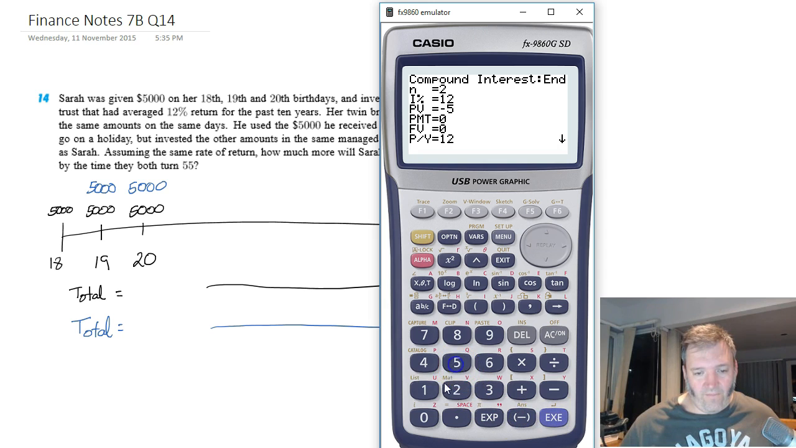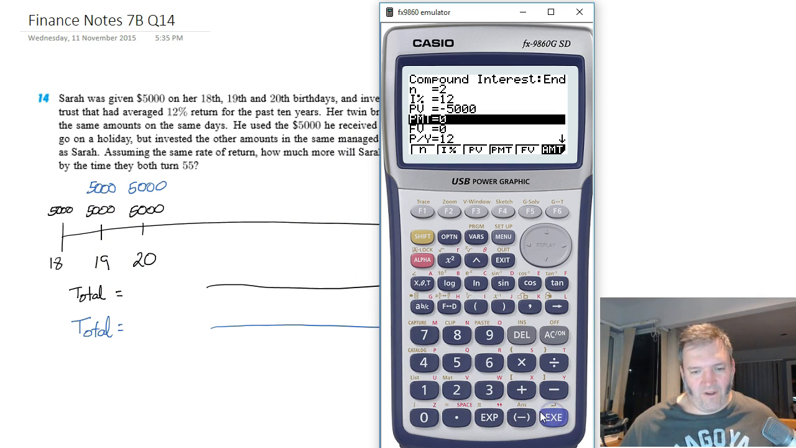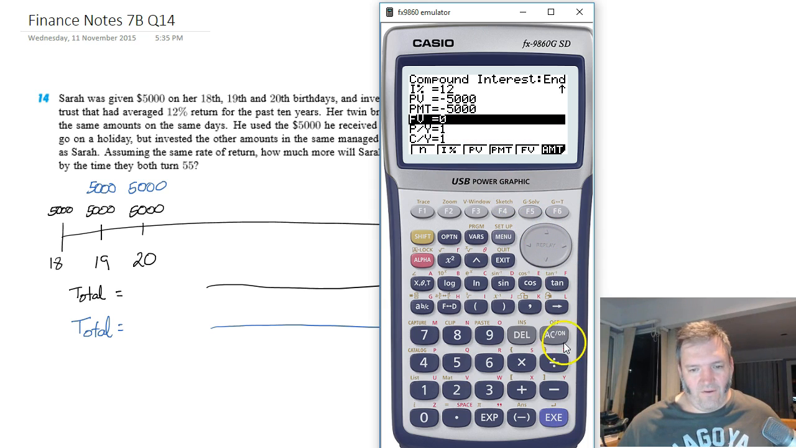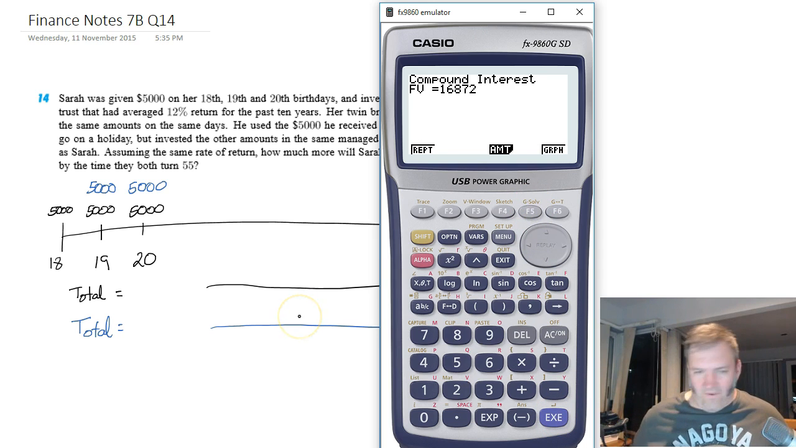She starts off by putting in 5,000. So we're doing Sarah first. She puts 5,000 in on that account as a present value, and then makes another payment of 5,000. We're going to calculate the future value, but before we do, this is only happening yearly, isn't it? So we've got to change the payments per year and the compounding period per year to 1. So now we work out the future value by the time she's 20 and she puts in that last $5,000 payment. How much is she going to have in the bank? Sarah's going to have $16,872.